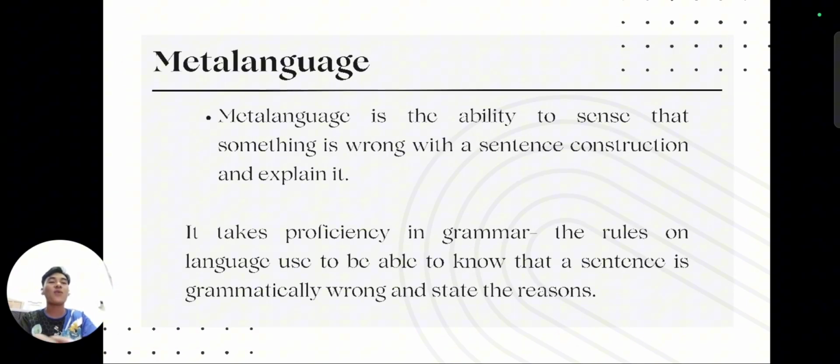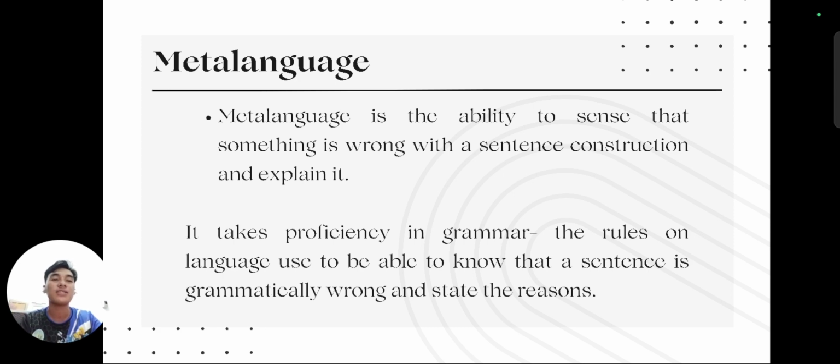Metalanguage is the ability to sense that something is wrong with the sentence construction and explain it. Just like what we have observed in the previous example, by metalanguage, we are given the ability to sense if there is a mistake in the construction of the sentence, and we will have the ability to correct and to explain what the mistake is, if there is something wrong with a specific context or specific sentence.